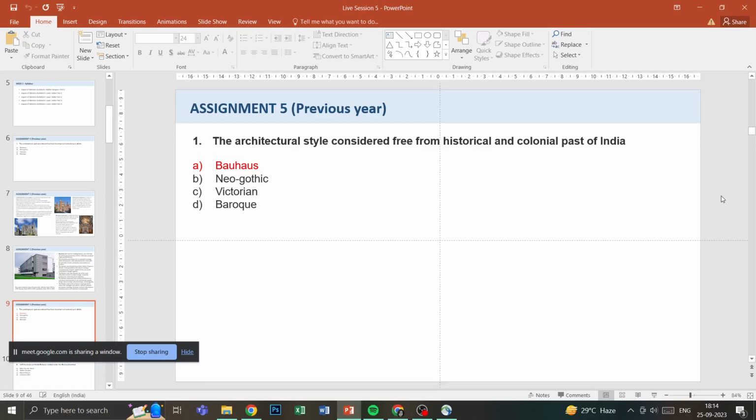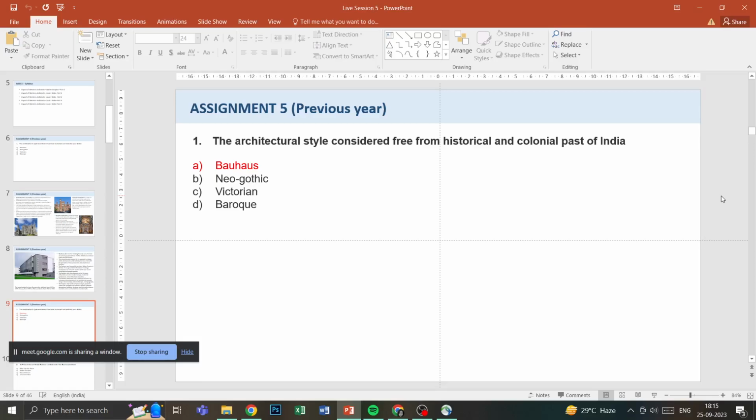So all these architecture styles, Neo-Gothic and Victorian and Baroque, were very common in Europe, especially in England. These styles were reflected somehow in Indian architecture also. But after our independence, modern architects came into the picture. Although Bauhaus started in Europe, in Germany, because Bauhaus was brought to India after our independence, it was free from our colonial past. It was free from the reigns of the Britishers at that time.